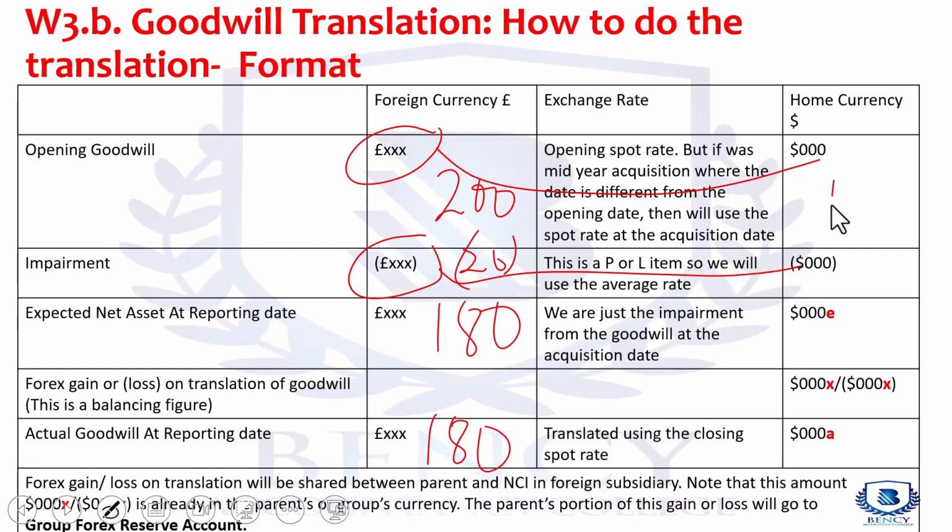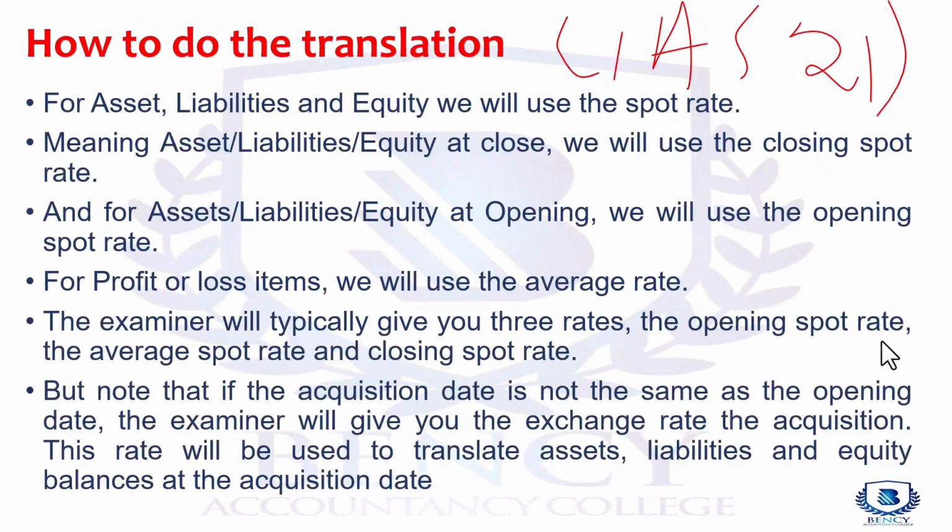But we translate this 200 into, let's say, 150, and the 20 we translate to 10. That means we'll be expecting 140. So if in actual sense our goodwill was, let's say, 130, that means there's a forex translation loss of 10, to be shared between the parent and the NCI and the foreign subsidiary. Note that the parent share of the translation gain or loss on goodwill or net assets of the foreign subsidiary will be taken to the group forex reserve. But the NCI share will go to Workings 4. That's it for foreign subsidiary.